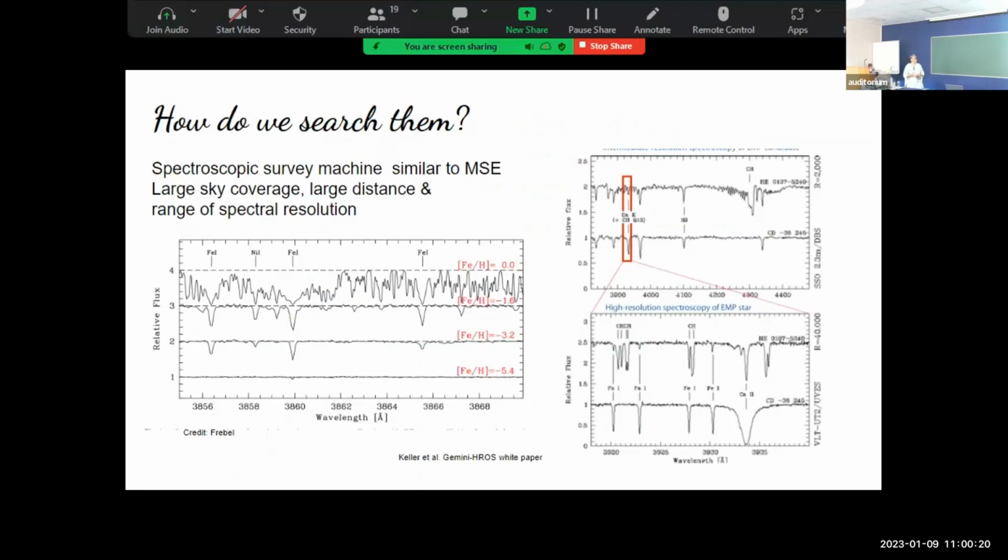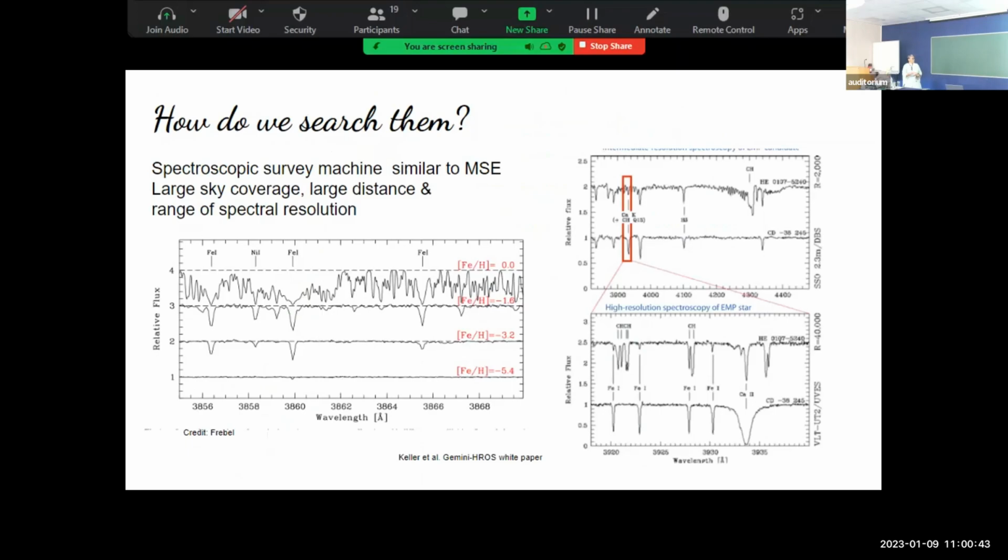And how do we normally search? It's a little bit basic, so people should forgive me if it is too basic. You start with low resolution spectra, and then you observe them at higher resolution. So this is an example of a solar spectrum. What you can see is a lot of elements, the rich metallic lines.